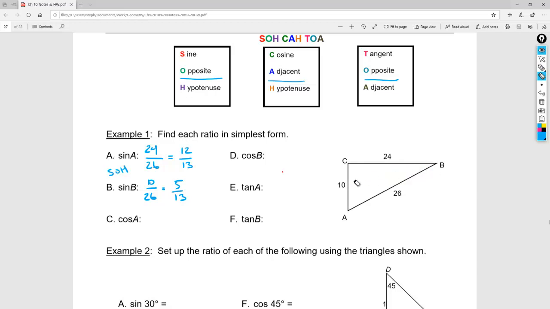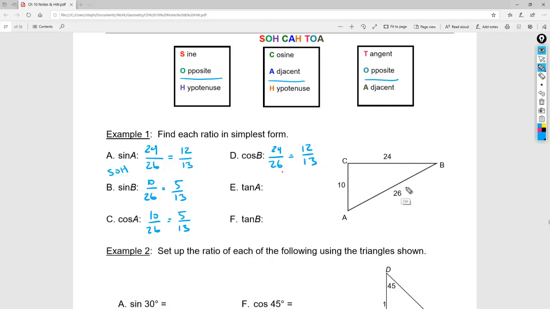Alright, let's do cosine this time. So cosine of A is this time adjacent, so 10, divided by hypotenuse, or 26. So again, we reduce to get 5 over 13, which makes sense, same numbers. Okay, cosine of B, I'm looking for adjacent, so 24, divided by my hypotenuse, which is 26, or 12 over 13.